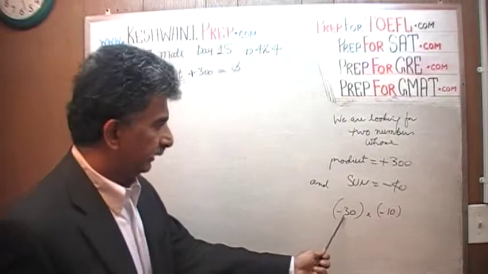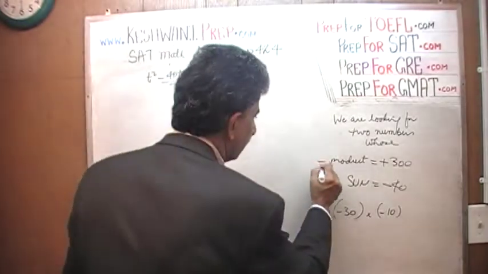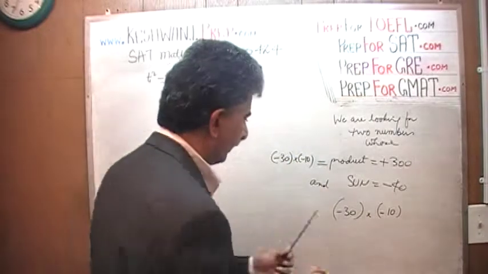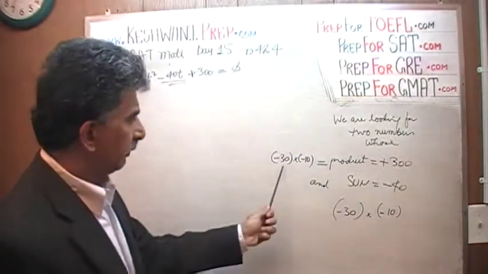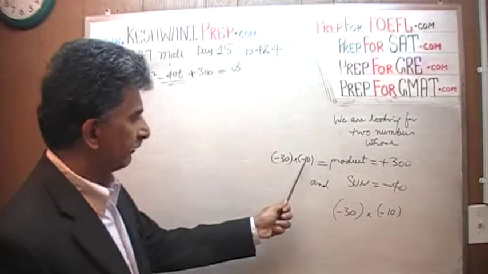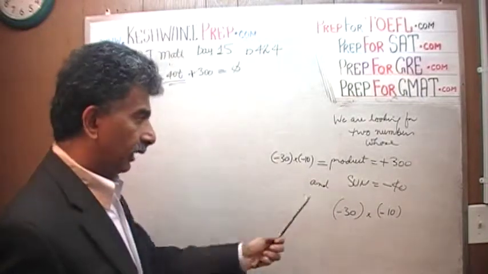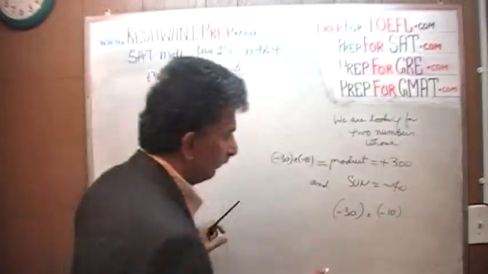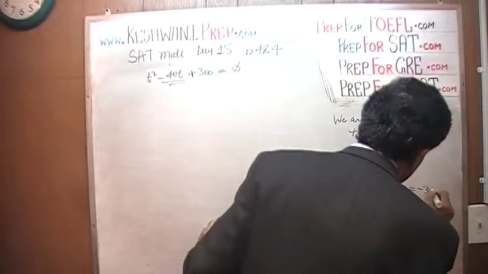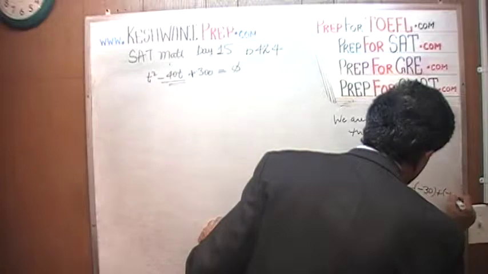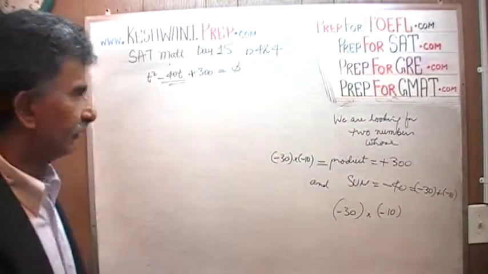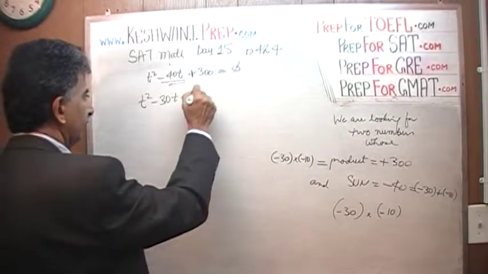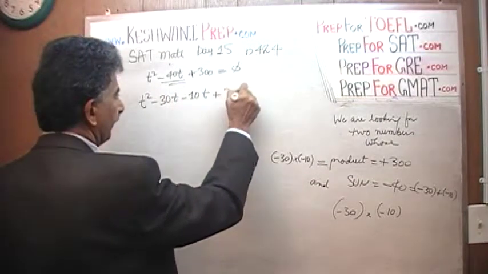A negative 30 and a negative 10. When we multiply them we get 300, and a negative times negative becomes positive. And when you add them, negative 30 plus negative 10 gives you negative 40. Those are the factors. So here we have t squared minus 30t minus 10t plus 300 equals 0.